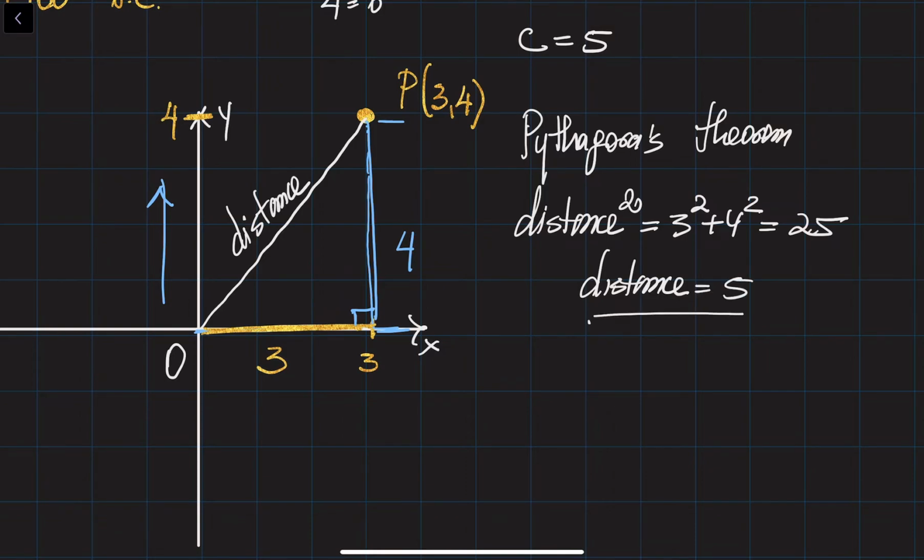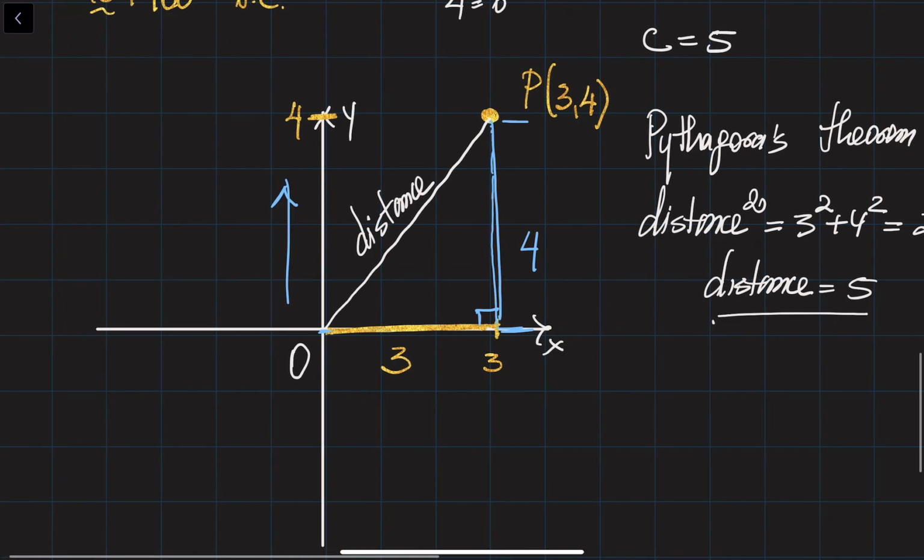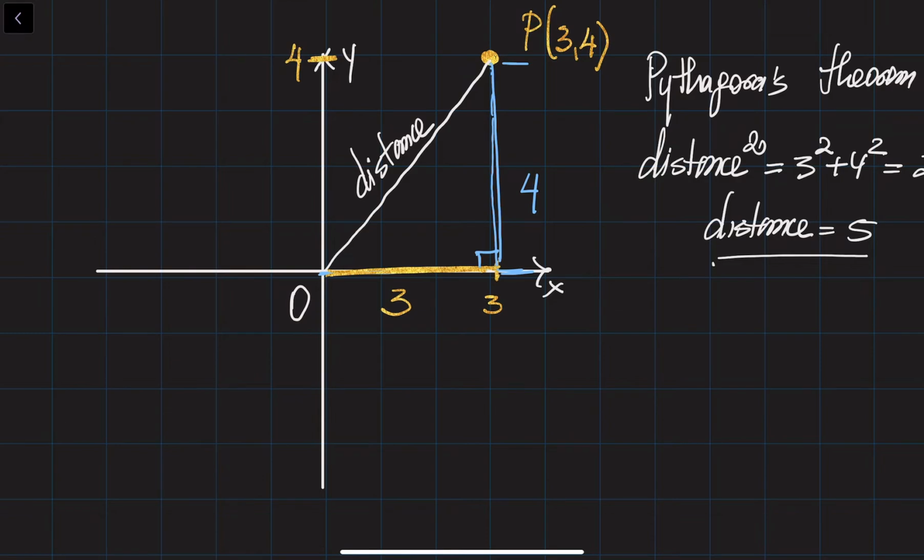So this is how we are going to define the distances between the points and the origin. For example, if you're given another point here, so this point Q with any coordinates x and y, so essentially it doesn't matter what x and y are numerically, we are just going to figure out the formula for this. Then the distance between this point and the origin can be found using the Pythagoras theorem again.